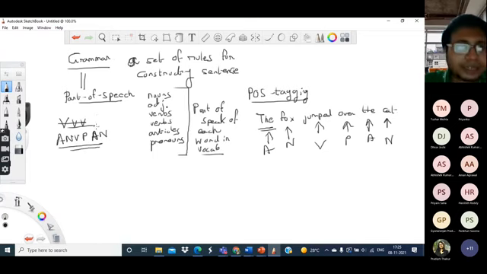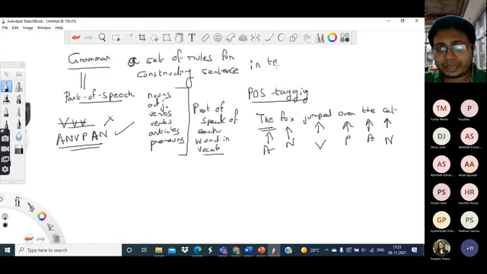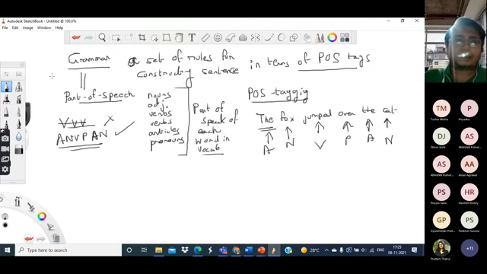So which sequence of parts of speech is acceptable and which sequence is not acceptable? This is what is specified by the rules of the grammar. So basically, what does a grammar do? It gives us a set of rules for constructing sentences in terms of their part of speech tags. So the grammar is the second part of the language.